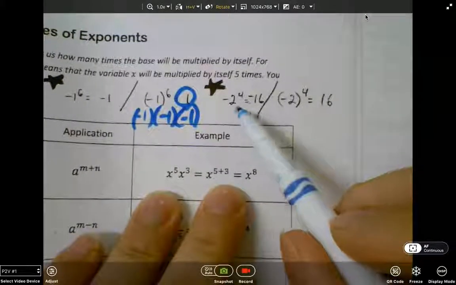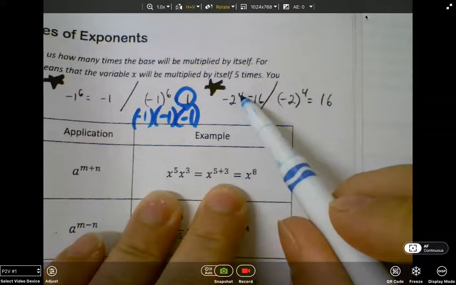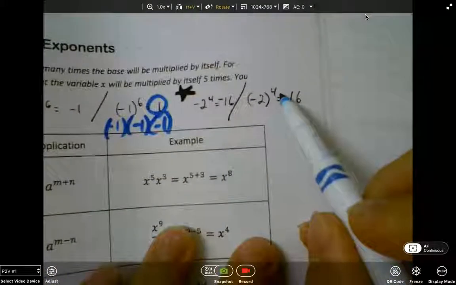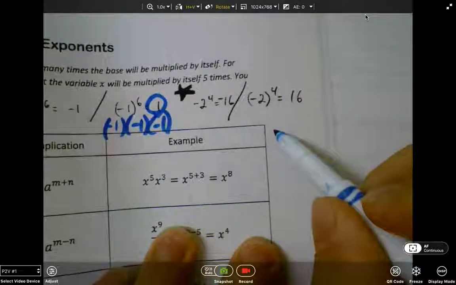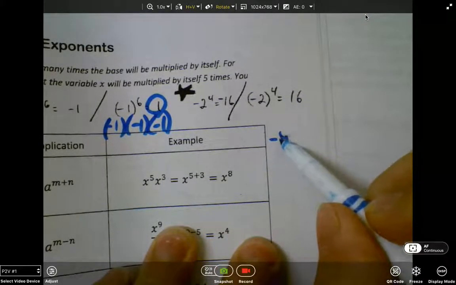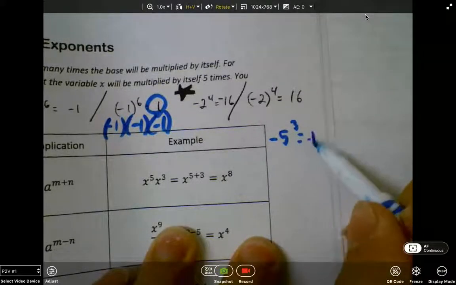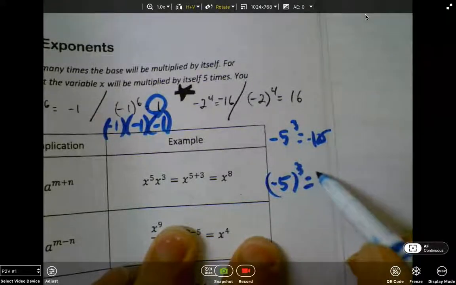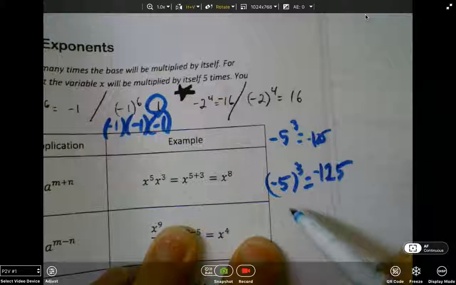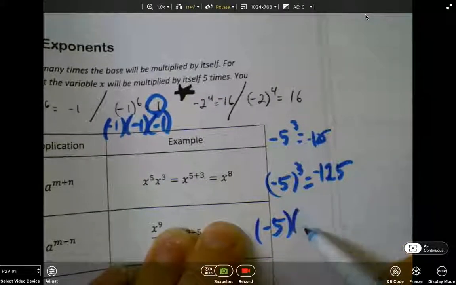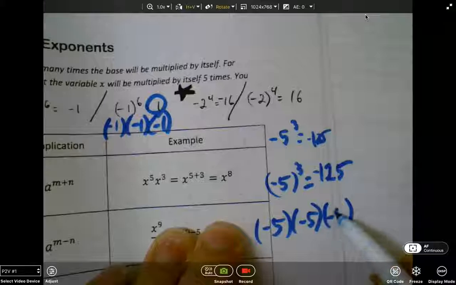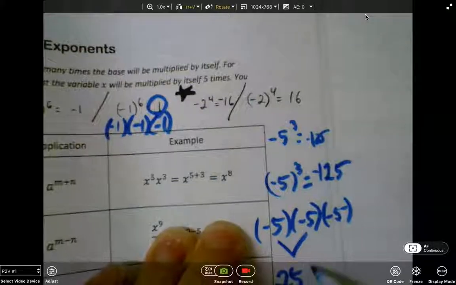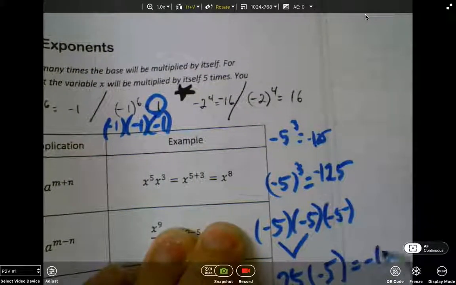Here, same thing: negative 2 to the 4th power with no parentheses is negative 16, but negative 2 in parentheses to the 4th power is positive 16. Let's say you had negative 5 to the 3rd power. That's negative 125. But say you had negative 5 in parentheses to the 3rd power. That's still negative 125. Because if you think about it, that's negative 5 times negative 5 times negative 5. Negative times a negative is positive 25. Times another negative 5 is negative 125.